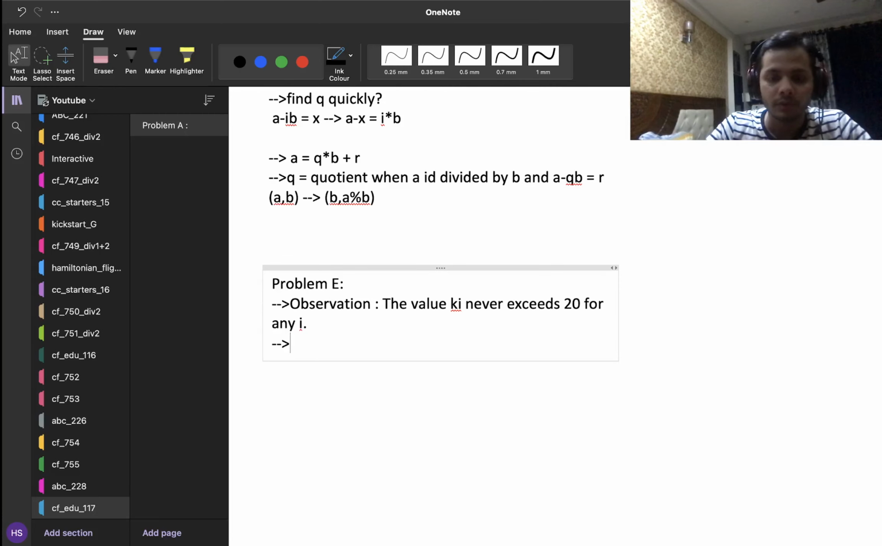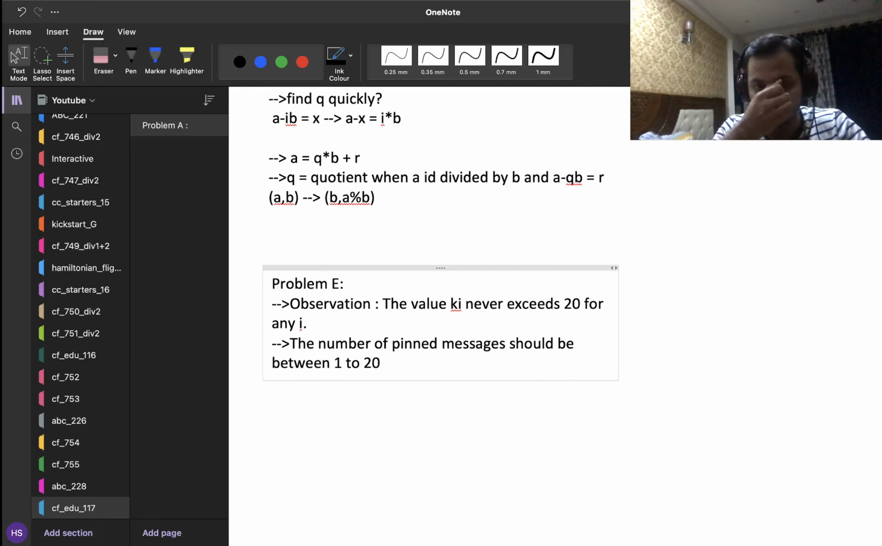So the thing is that the number of pinned messages should be between 1 and 20, right? Because if I pin 21 messages or I pin 20,000 messages, it doesn't matter, because every student will just pick a random subset of ki messages and read it if the number of pinned messages is greater than 20. So that means the number of pinned messages has to be for sure between 1 and 20.